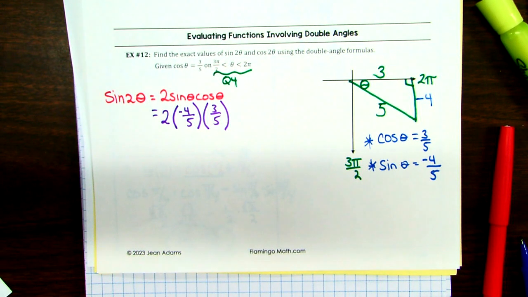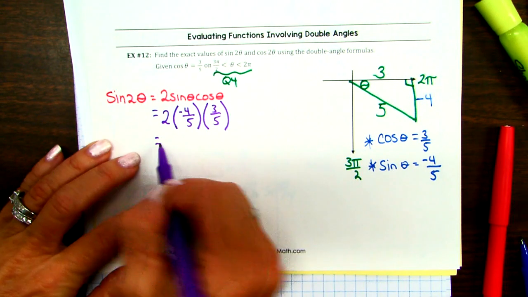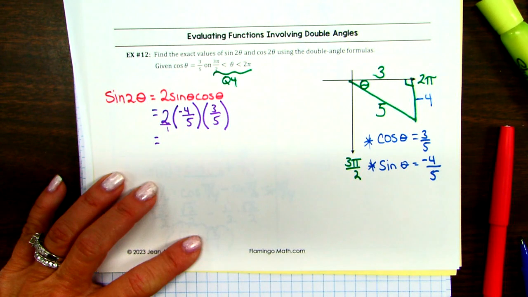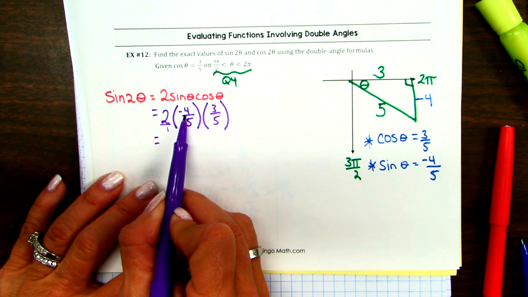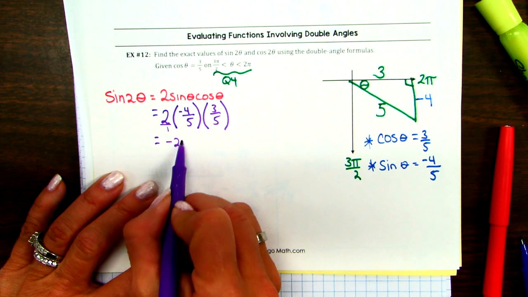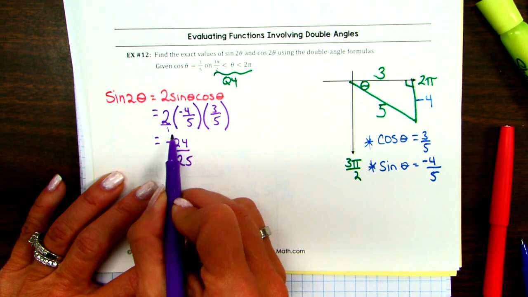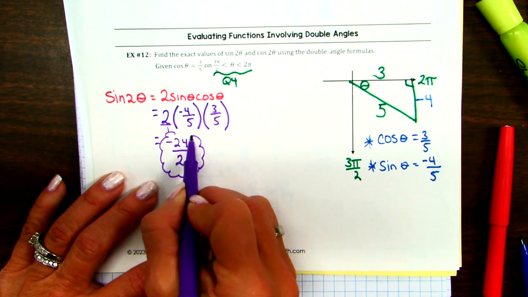Multiplication of fractions. We're doing lots of working with fractions. Let's really make sure we don't make mistakes on when do I multiply everything, when do I need a common denominator. Remember, that's 2 over 1. So 2 times negative 4 is negative 8, times 3 is negative 24. 1 times 5 times 5 is 25. If you can simplify, you do, okay? That one can't be simplified, though.